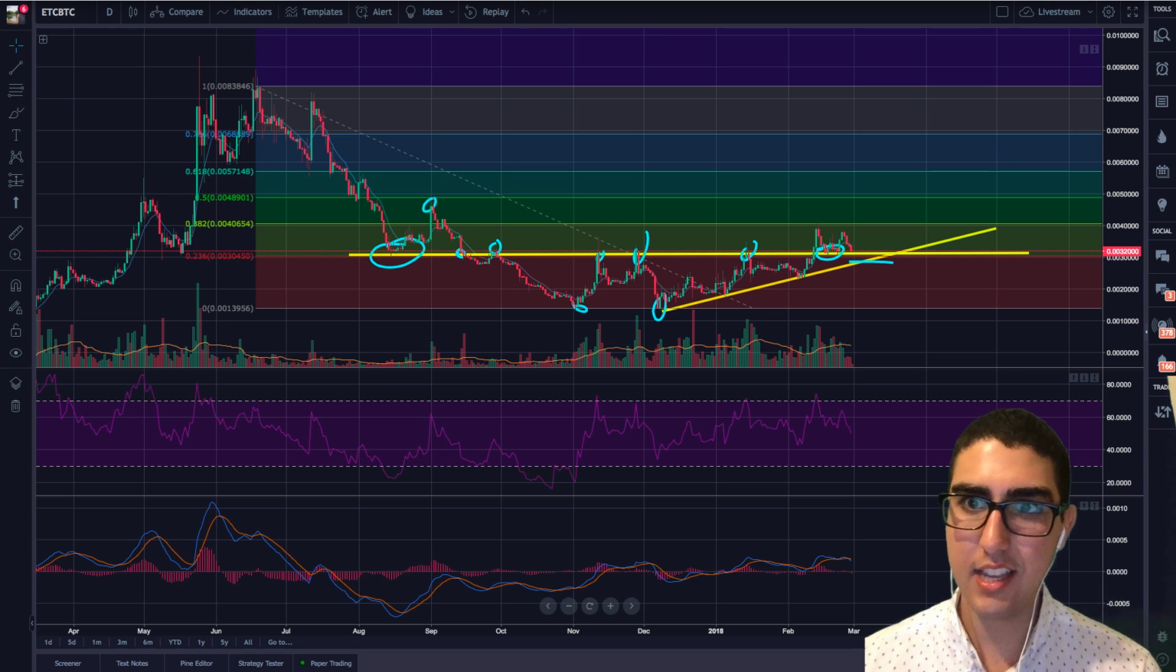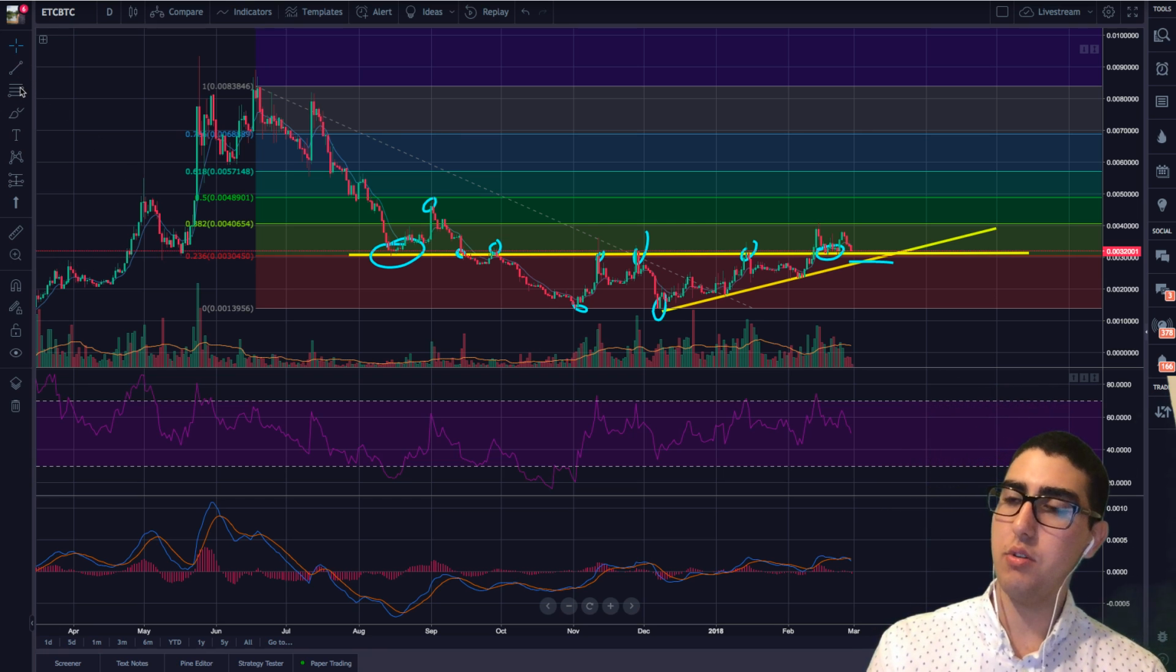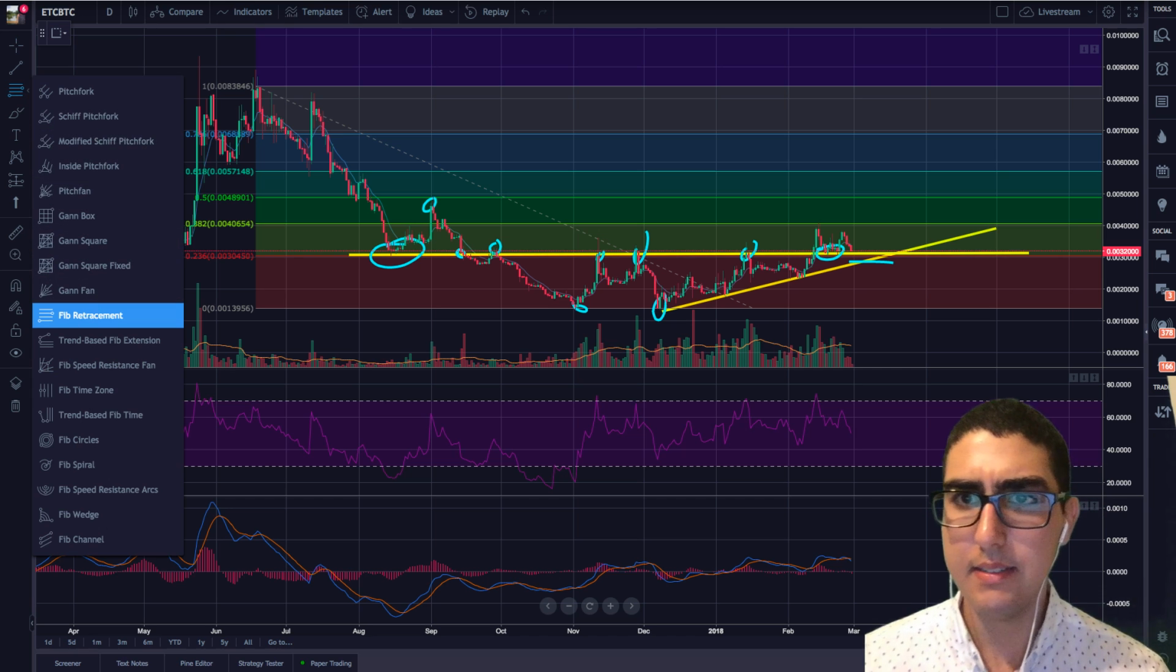Sawyer asks what indicator for the Fibonacci level I use. On the top left, go to the third thing, right click it, and click Fibonacci retracement, brother.